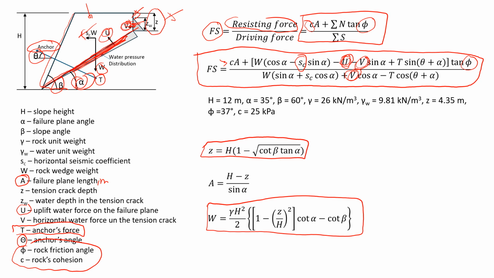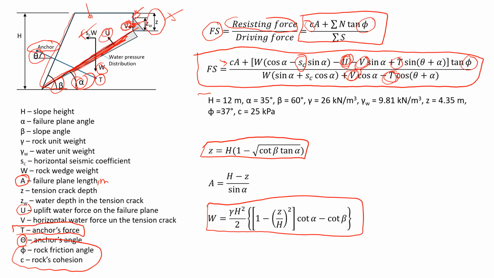Here you can also see this T, which will come from the anchor. In this case, you see it's also on the top and the bottom. On the top, because it's going to add to the strength of the rock mass. And here at the bottom, because it's going to decrease the driving force acting on this rock wedge. Okay, now let's look at the example.